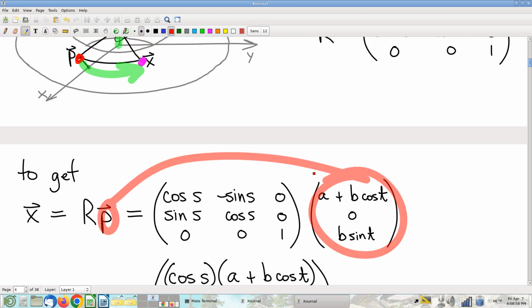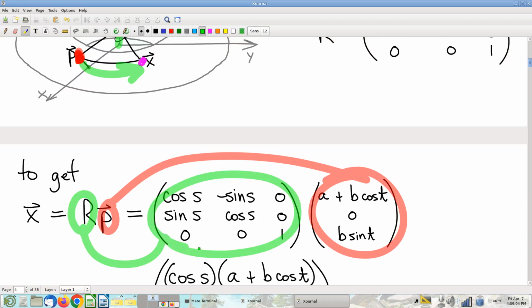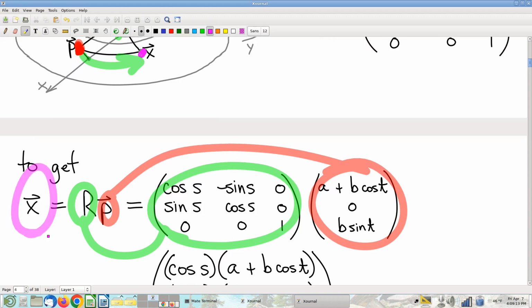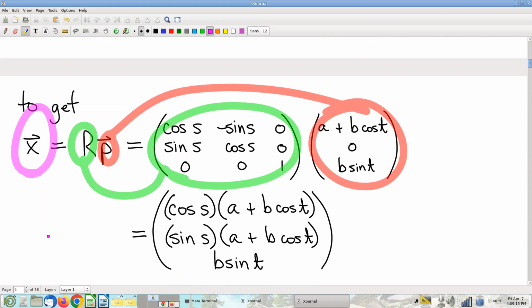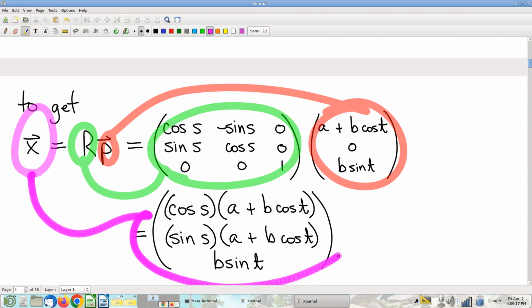Direct geometry gave us these red points. The green rotation is this matrix. And you take the red point, you do the green rotation to it, and we're done. Position is what you get when you multiply all that out, which is this. I just multiply the matrix. Okay, so this is a parameterization of our donut.